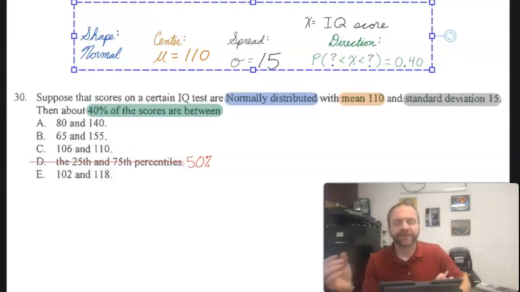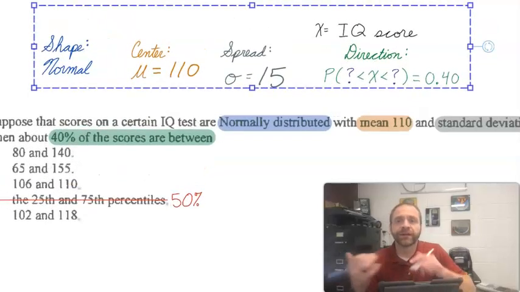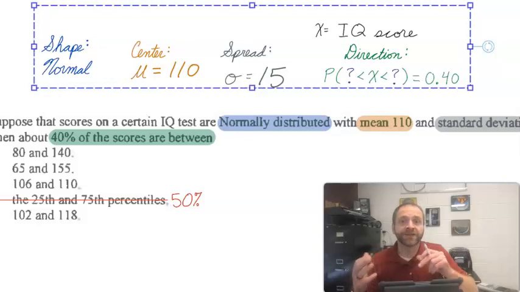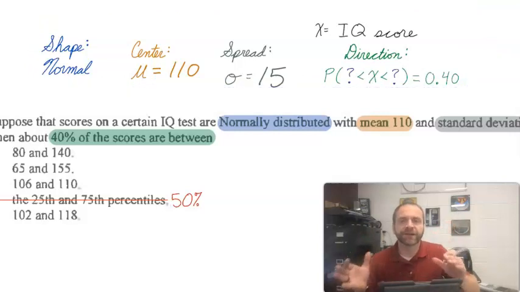I have the shape, I have the center, and I have the spread. My shape, we're told, is that it is normal. We have a center, mu of 110. We have a spread, standard deviation of 15. I'm giving context. X is the IQ scores, and I want to know between what two values does 40% of the information lie. So that's what I'm looking at here.